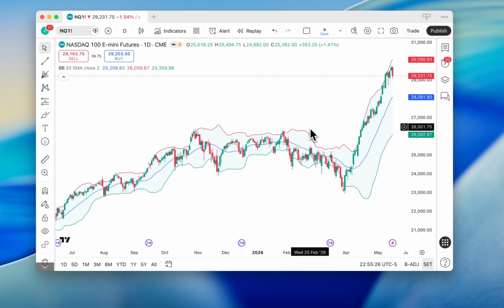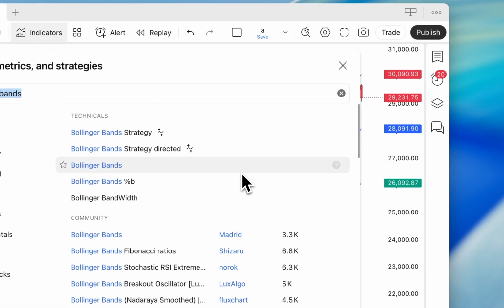Bollinger Bands show you when price is stretched, when it's quiet, and when a big move might be coming. Here's how to add them and what to look for. Open any chart, press the / key, type Bollinger Bands, and then click on it.